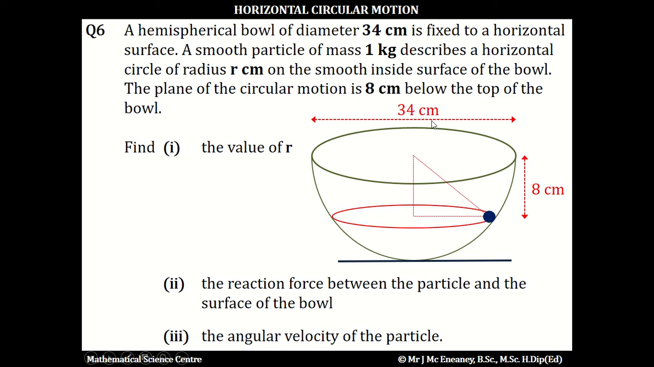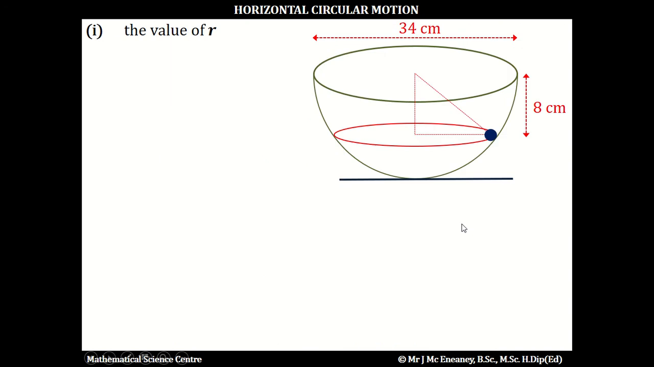So the diameter of the hemisphere is 34 centimeters. That means that the radius is 17 centimeters. So the distance from here to here is 17 centimeters. This height is 8 centimeters and the radius is r. Now if we use Pythagoras' theorem, we should be able to find the radius of the horizontal circle that it describes. So this distance is 17, this height is 8, and the radius is r.